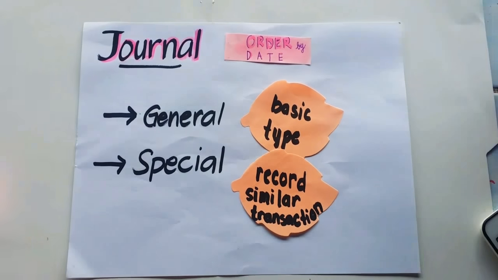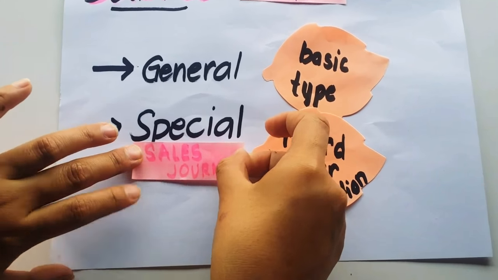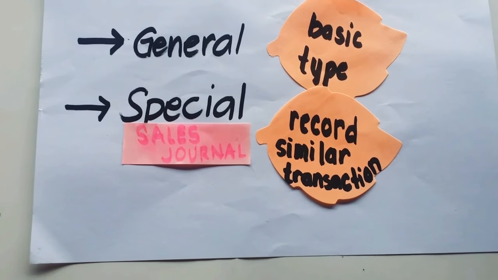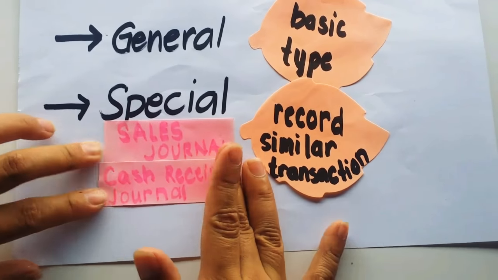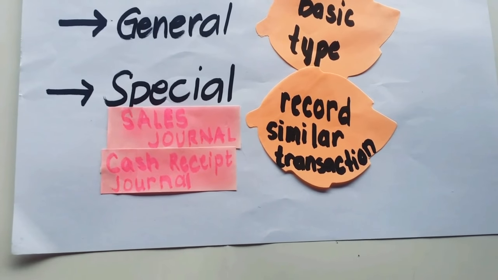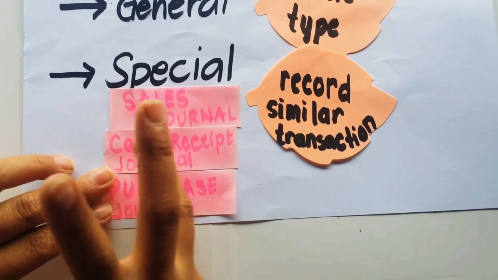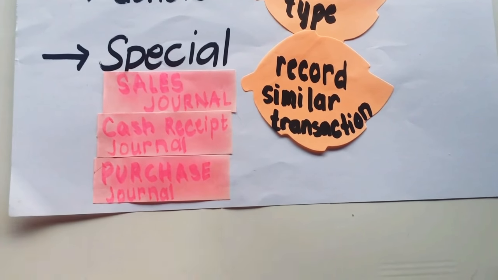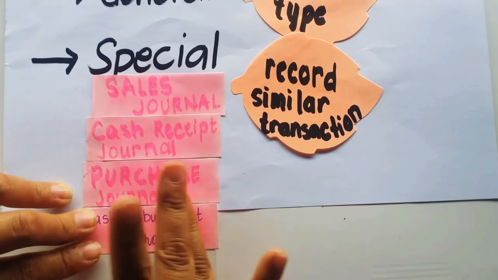Under special journals are, first, the sales journal. It is used in journalizing all sales of merchandise on account. Second is the cash receipts journal. It is used in journalizing all cash received, including cash sales. Third is the purchases journal. It is used in journalizing all purchases of merchandise on account. And last is the cash disbursements journal. It is used in journalizing all cash paid, including cash purchases.